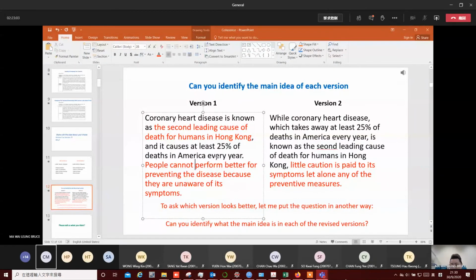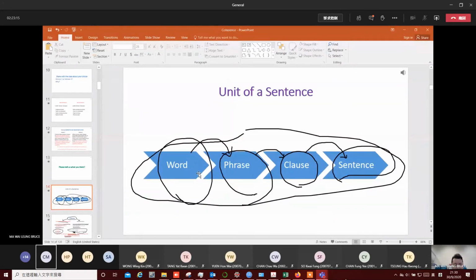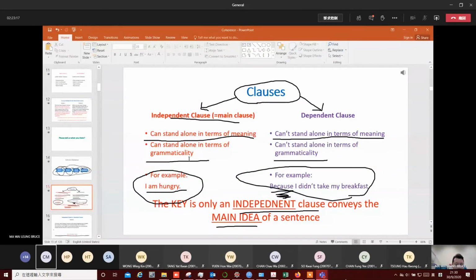All right. I don't know if you feel the same as me as well. Version 2, the main idea is clearer, and version 1 is less clear. Do you know why? Because when we are writing a sentence, a paragraph, or a number of sentences, usually the main idea is conveyed in the main clause, in the independent clause.